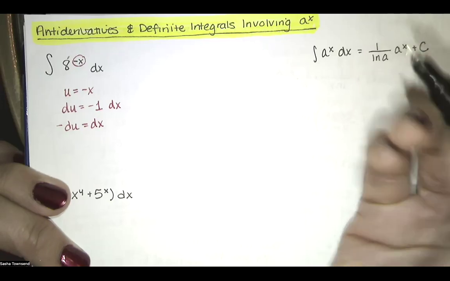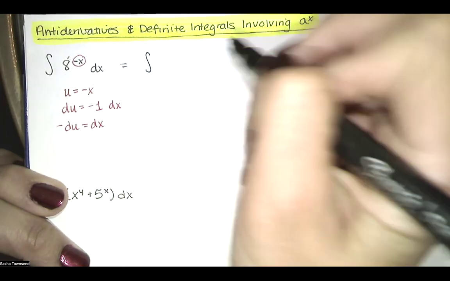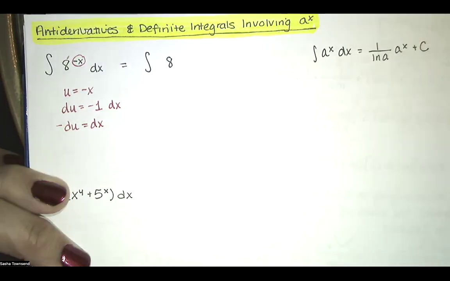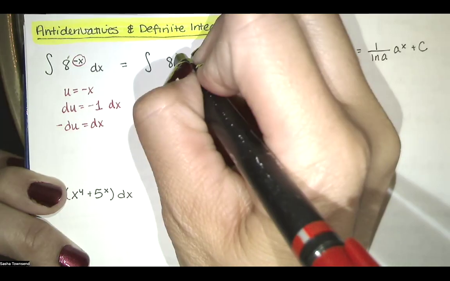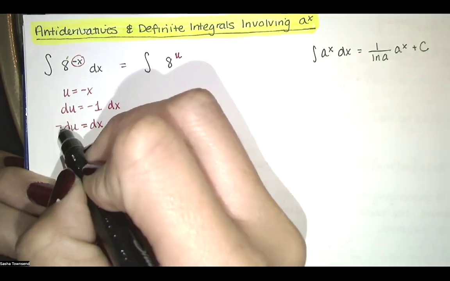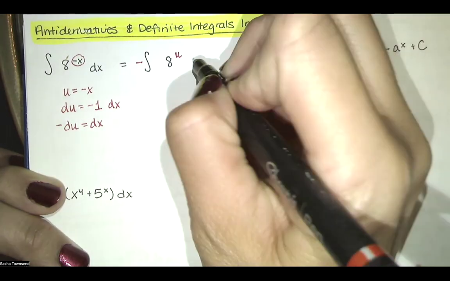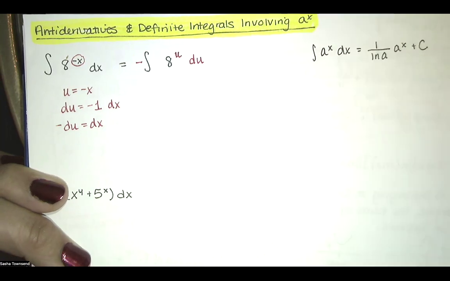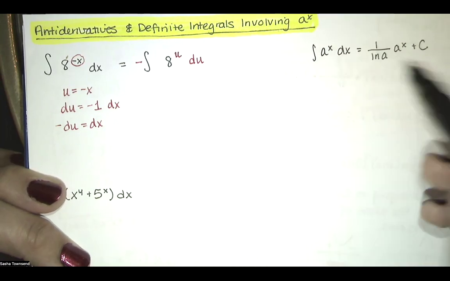And then this integral can be written entirely in terms of u. So we're going to have the integral of 8 raised to the negative x, which is u. And that dx can be replaced by a -1 times du. I'll put the -1 on the far left and the du on the right. And then I say, do I have a rule for that? I said, well, yeah, I do.